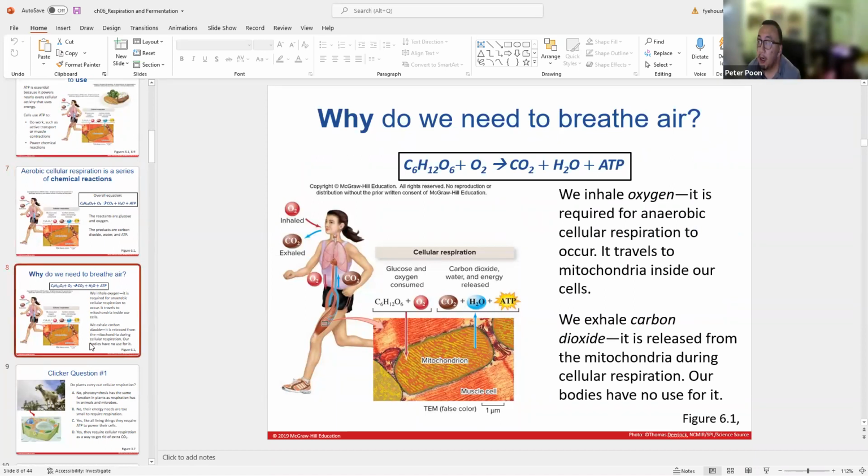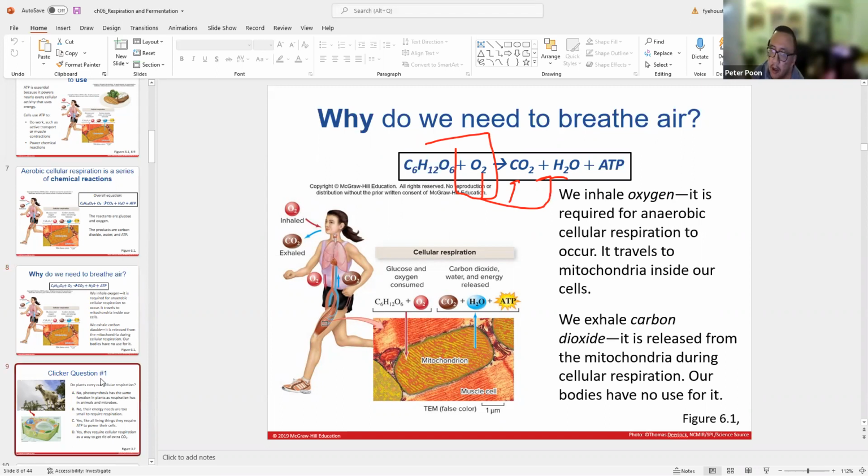This is also why we need to breathe air. We inhale oxygen, and we use it to break down sugar into CO2 and water. And that process, if you don't have oxygen, then you can't do this, then you die.